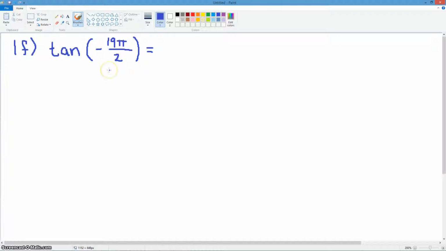So 1F says tangent of negative 19 pi over 2. Again, I do not like negative angles, so I'm going to try my best to get rid of those. Now, there is an identity out there. The same identity that we use for sine is the one we're going to use for tangent, because both sine and tangent are considered to be odd functions. So I'm going to apply the exact same thing, where I'm going to just factor out that negative, and it'll become negative tangent of 19 pi over 2.